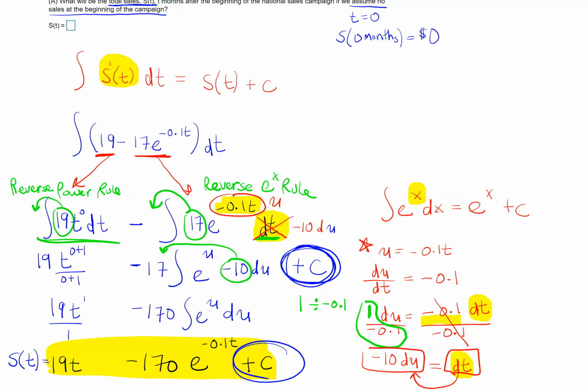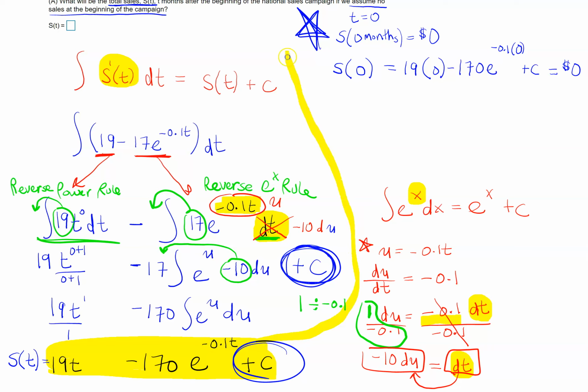We need to find this value of c here using that extra information they gave me about no sales when the campaign began. So I'm going to input a 0 and output a 0 and see what my constant would have to be to make that happen. Okay, so I went ahead and I took that generic function and I inputted 0 everywhere I saw a t. And then I know I need to output a 0. So that's what I'm doing here. And we'll just figure out what constant will make that happen.